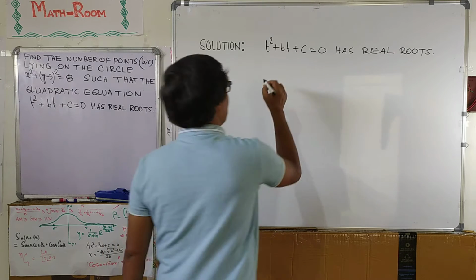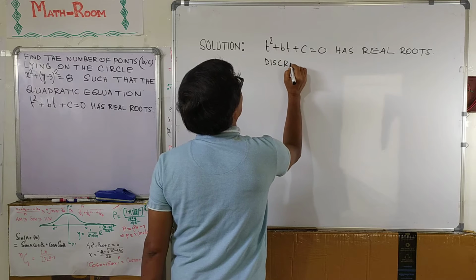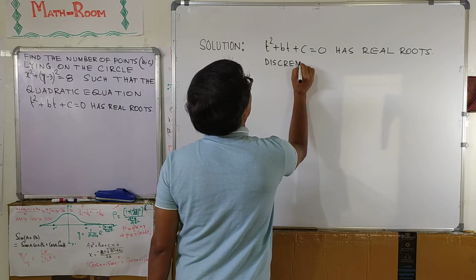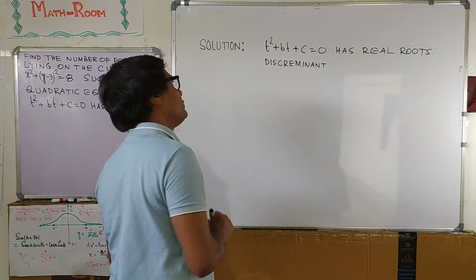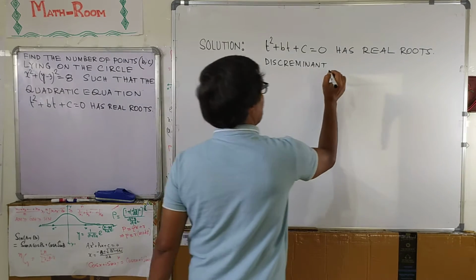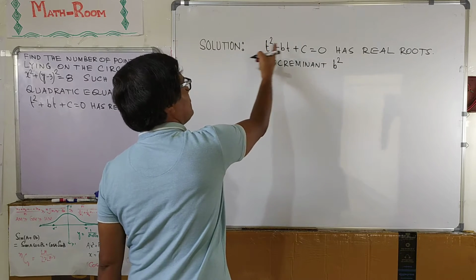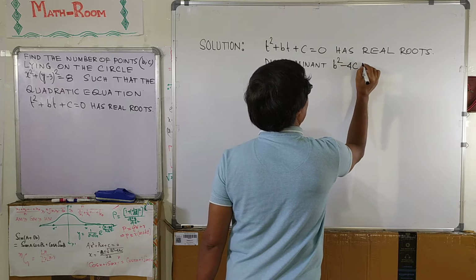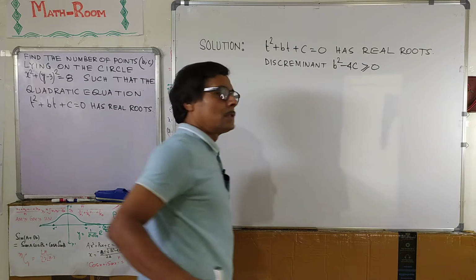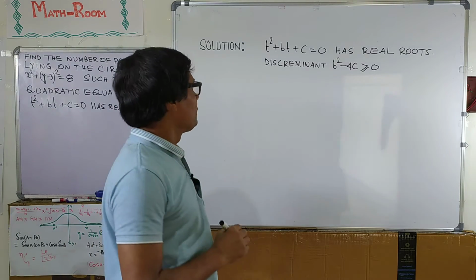So the discriminant, which is b squared minus 4ac, where a is 1, is b squared minus 4 into 1 into c, that is b squared minus 4c, greater than or equal to 0. This is the condition for real roots of a quadratic equation.